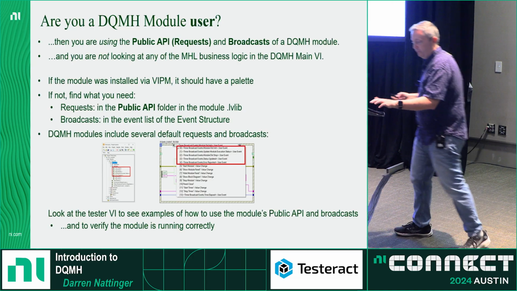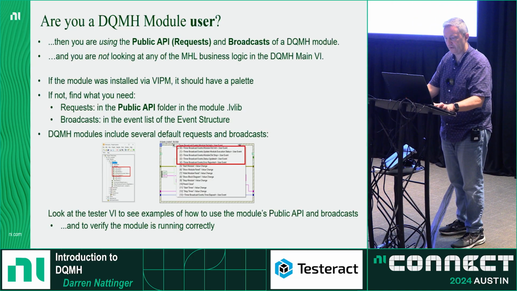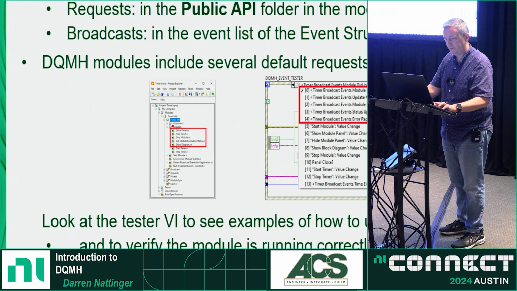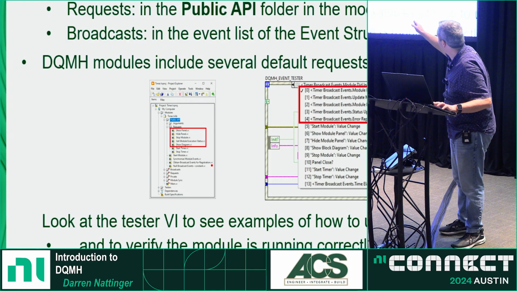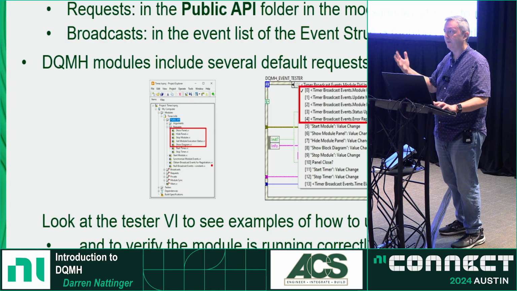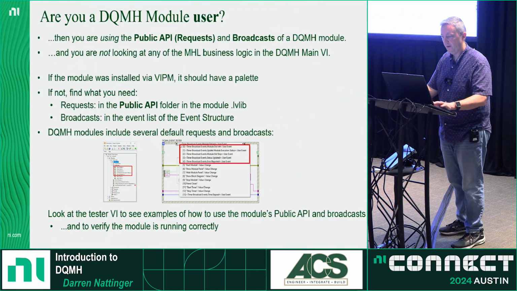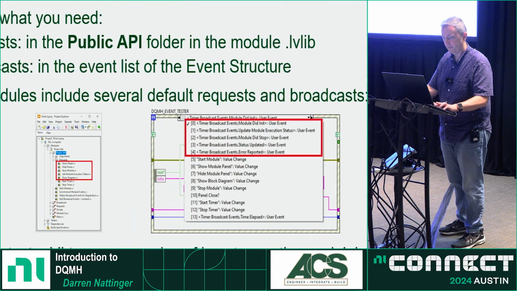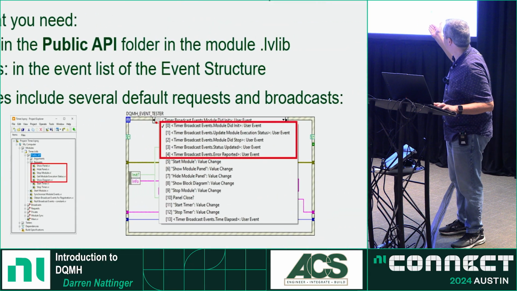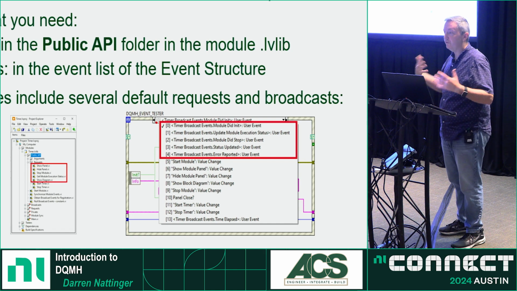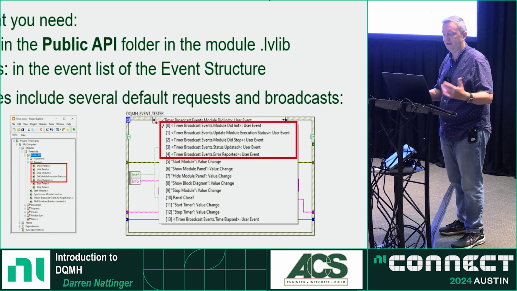Here I'm gonna zoom in on this a little bit, just to illustrate that. So if you open the module library, then you see a folder, it's not zoomed in very well. You see a folder called public API requests, and those are your requests. If you are using a broadcast, you see that the broadcasts are listed in the event structure dropdown. So those are the ways you can get a hold of that information if someone hasn't given you a palette or other documentation.